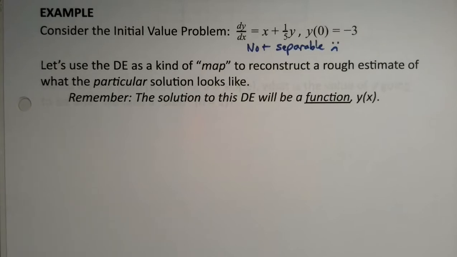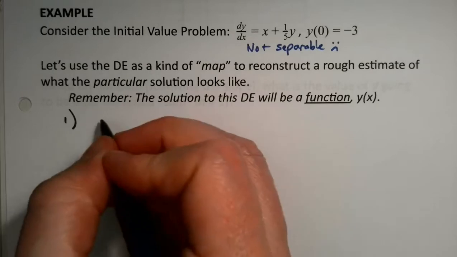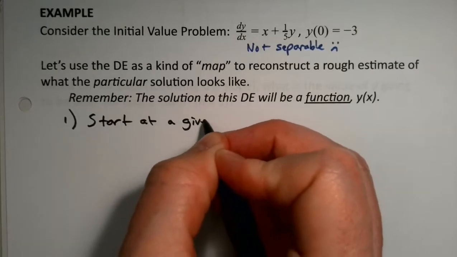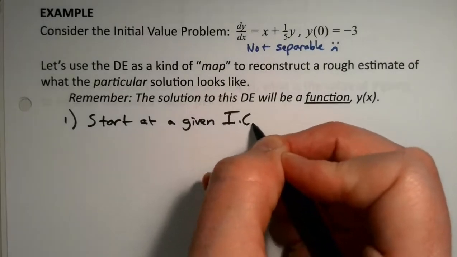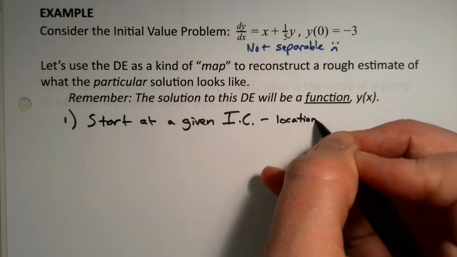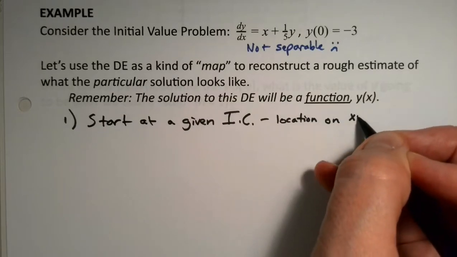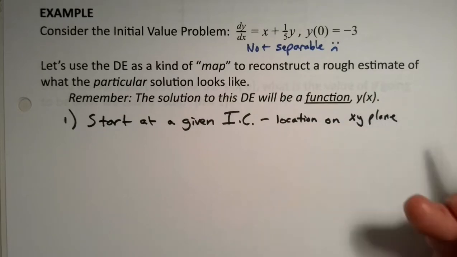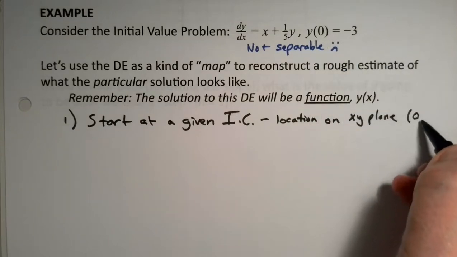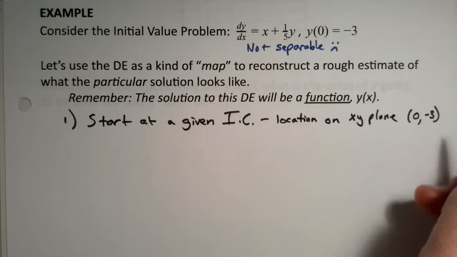And in order to do that, we're going to use our differential equation as kind of a map. And so I'm going to give you the steps that we're going to follow. So the first step that we're going to follow is we're going to start at a given initial condition. And that's going to be a location on the xy plane, right? In this case, we're starting at 0, -3.